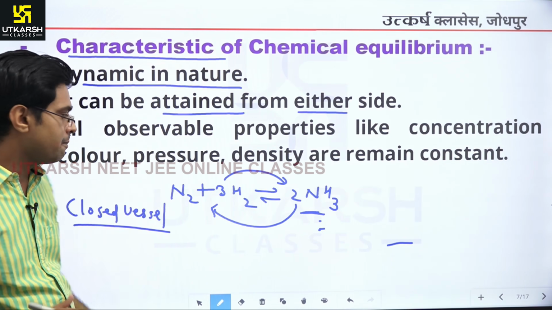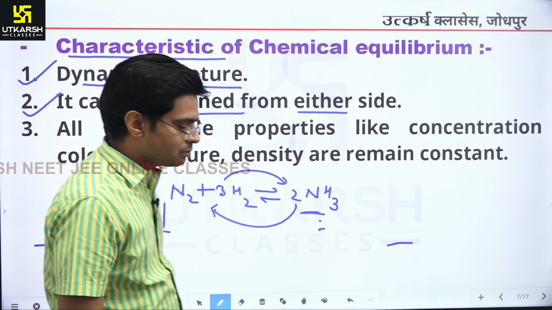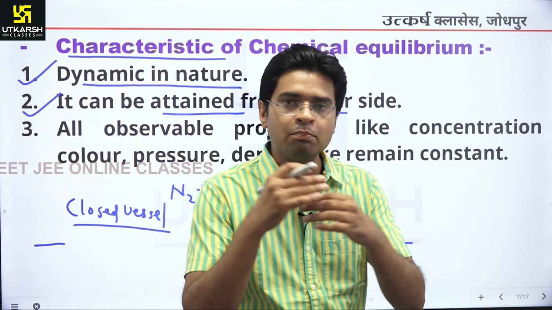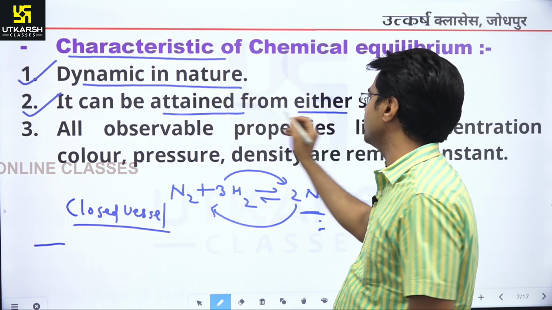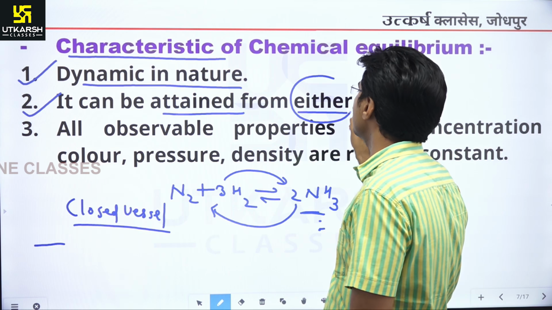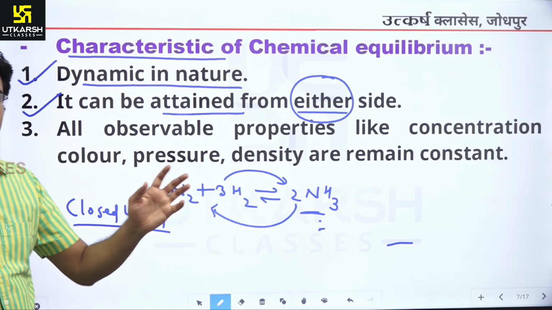You can ask why it is so. It is very simple. This sign is the answer: as the process is reversible, it will take place in both directions. So I hope you get this, that it can be attained from either side. What is the meaning of either side? It is either from reactant or from product.